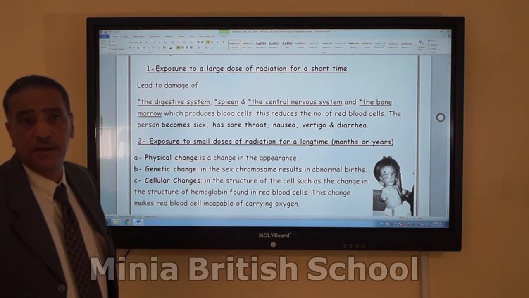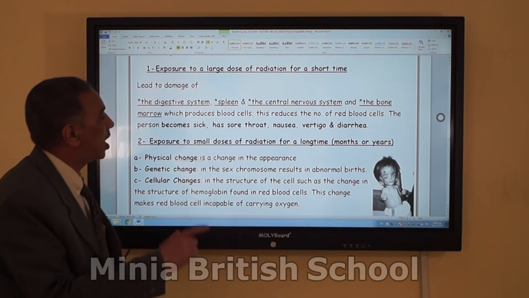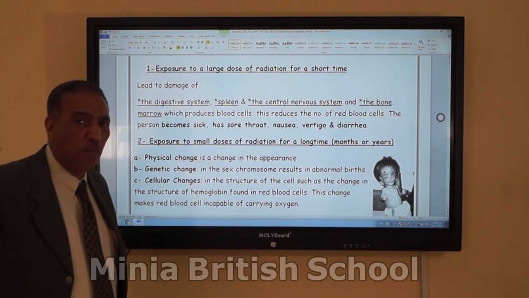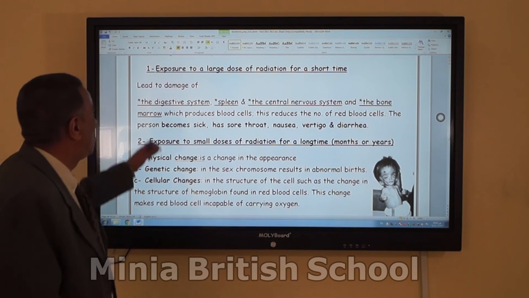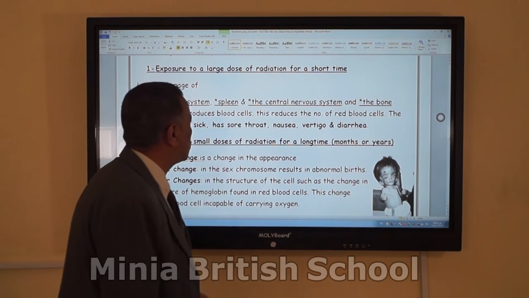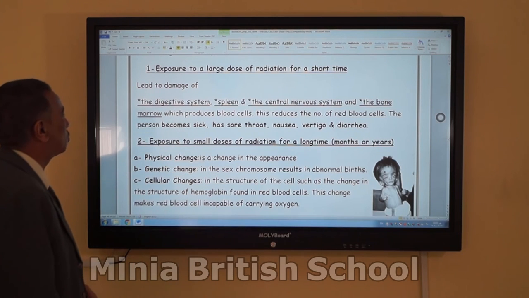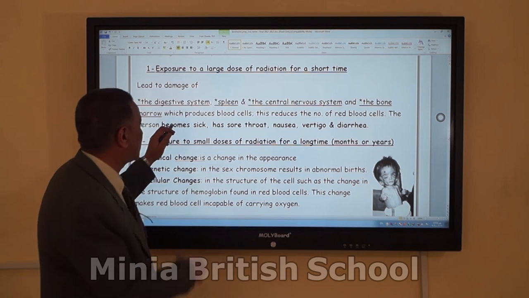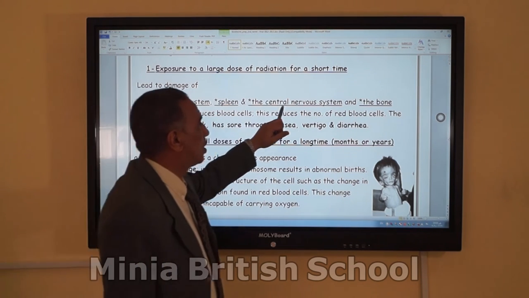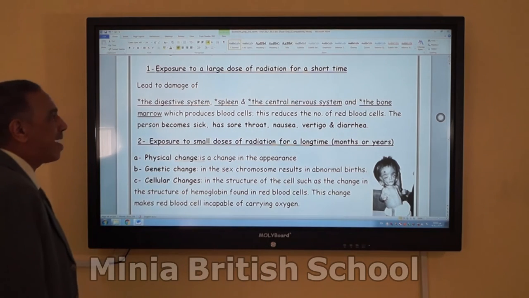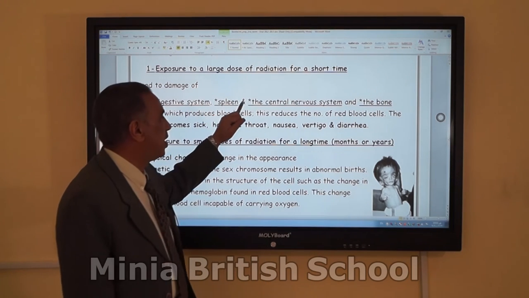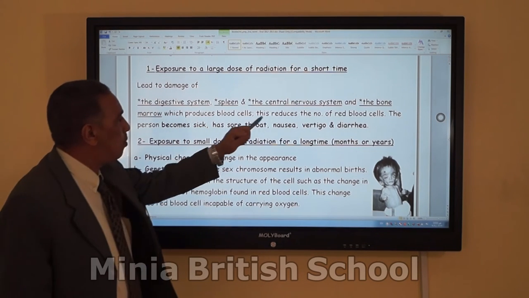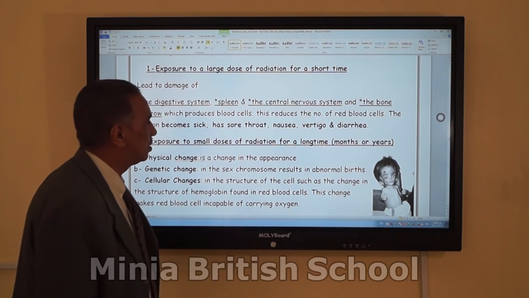What are the dangers of increasing the amount of doses or radiation? Small doses for a long time or big doses for a short time? First, exposure to a large dose of radiation for a short time. This will cause a damage to the digestive system, spleen, central nervous system, and bone marrow, which I mean that the bone marrow produces the blood cells.